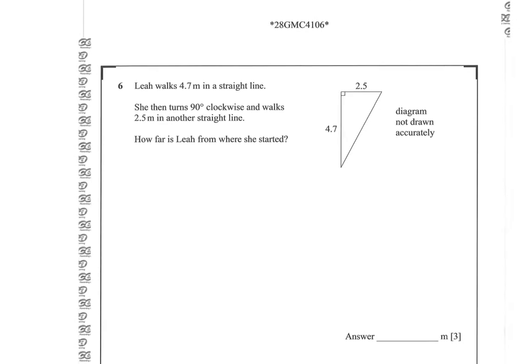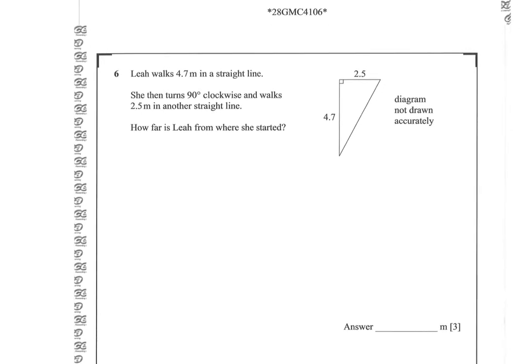Okay, question 6 says, Leah walks 4.7 meters in a straight line. She then turns 90 degrees clockwise and walks 2.5 in another straight line. How far is Leah from where she started? So she's gone this direction and in this direction, and this is what we want to find. So it's just a lovely little Pythagoras question.